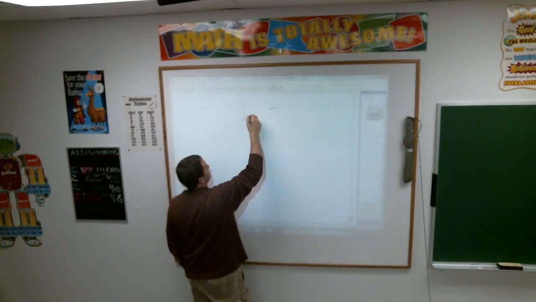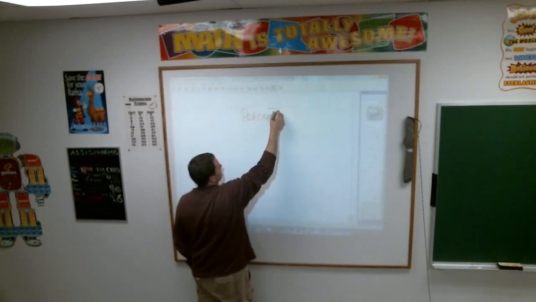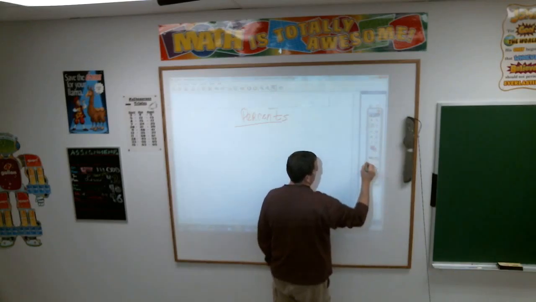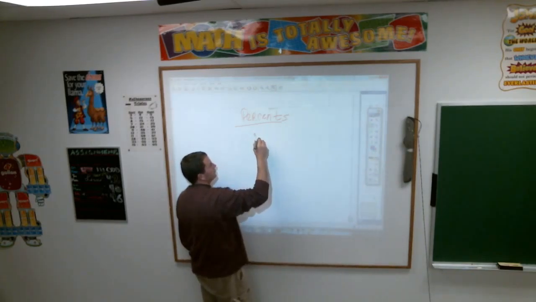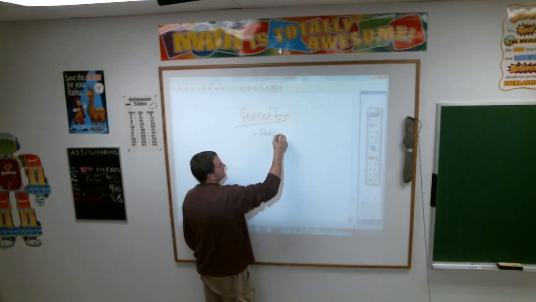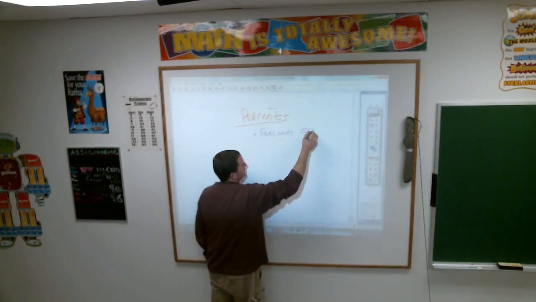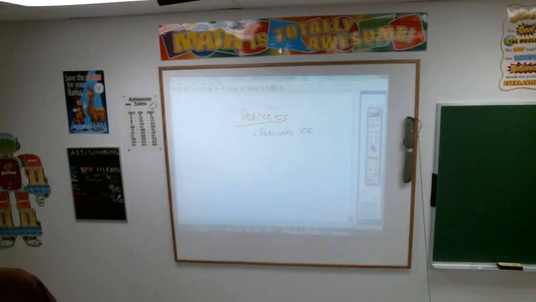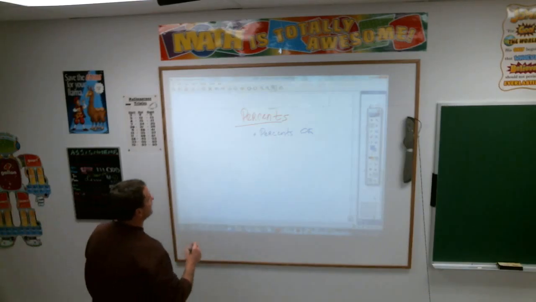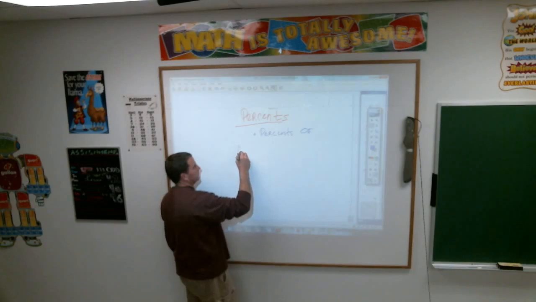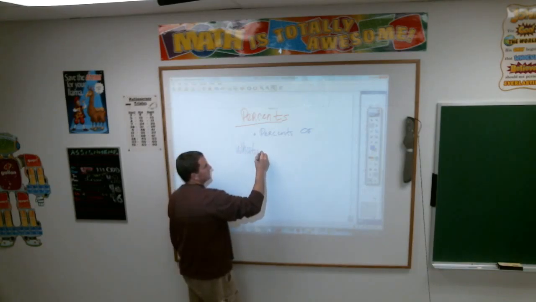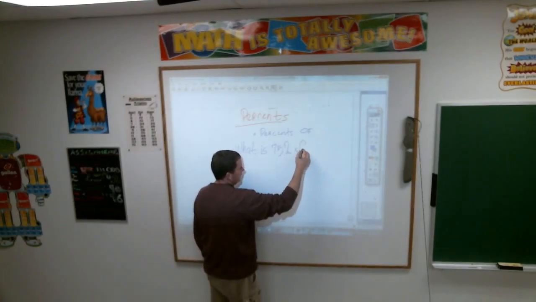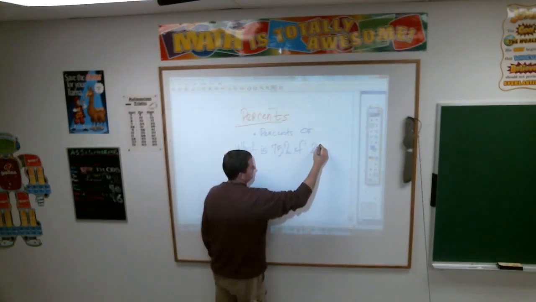Percent. And the subtopic: percent of. For example, what is 75% of 20? What is 75% of 20? Question mark.